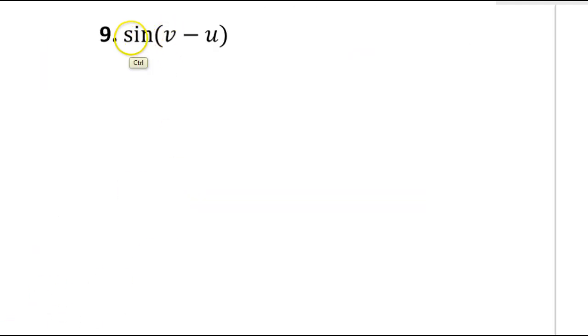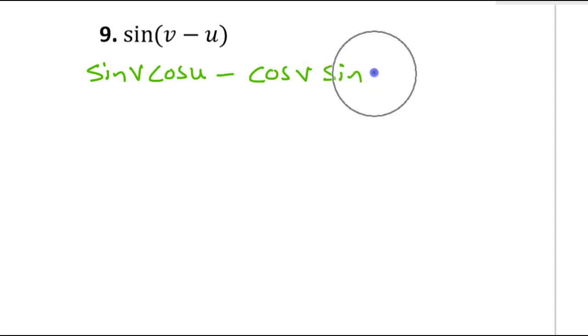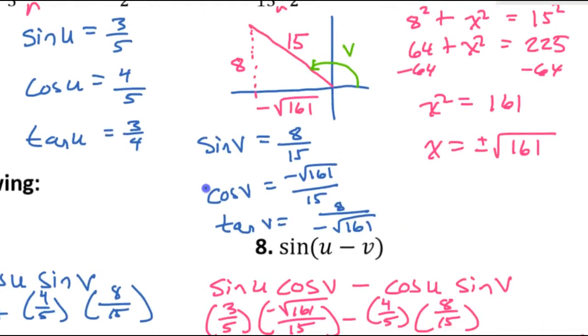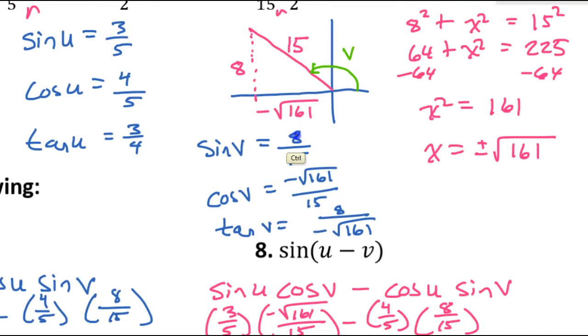Now the sine of a difference. This goes sine, cosine, cosine, sine. So we're going to have sine v cosine u minus cosine v sine u. And now we'll fill in all of those values. So sine of v is 8/15.